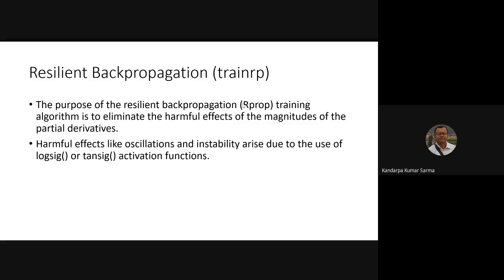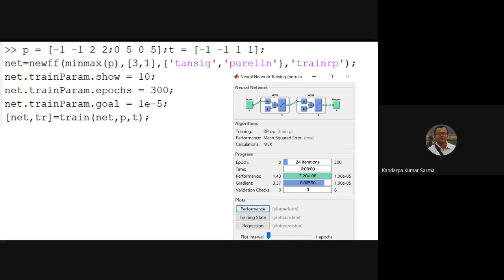It will have a smooth training, and it will make the conversions fast. Here we can use the same thing and then replace the training by writing here train RP. So the same goals. We will find here that the training is quite fast.